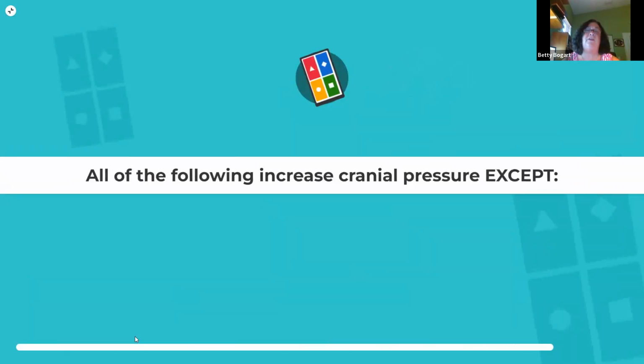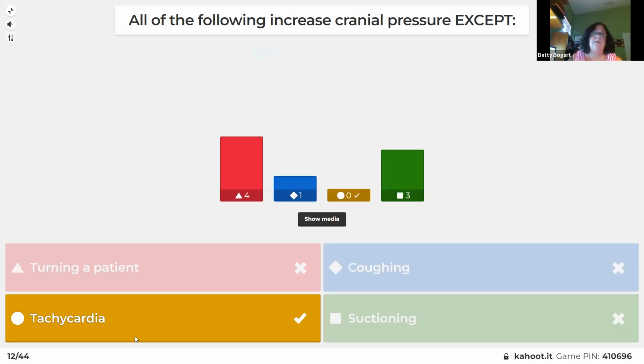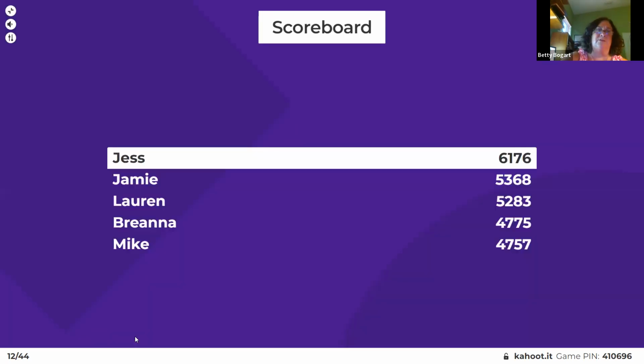All of the following increase intracranial pressure except what? As nurses, we need to care for our patients, and we're going to have patients with increased intracranial pressure. We will. So many times we don't want to increase the pressure, so we need to know what increases it. And tachycardia has nothing to do with pressure. Turning the patient, yes, it will, because you're touching them, turning them. Coughing absolutely increases pressure. And if we have to suction through an endotracheal tube or orally, that again is going to increase pressure. But the heart rate has nothing to do with intracranial pressure.